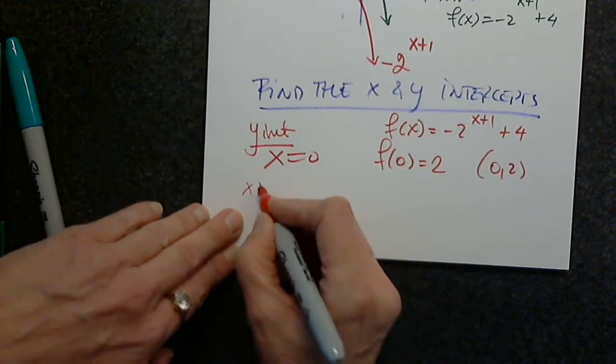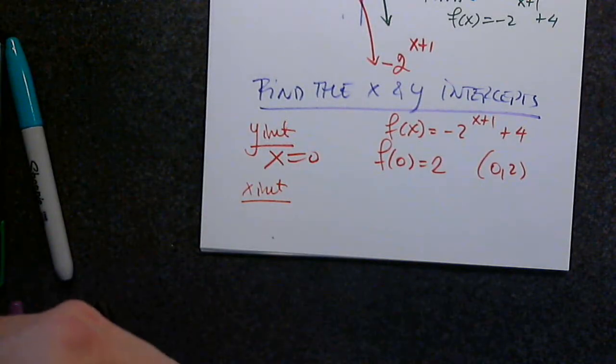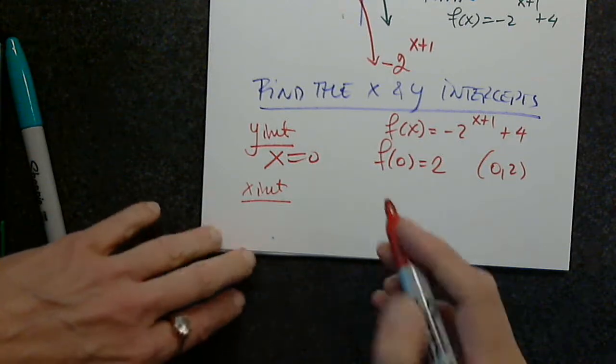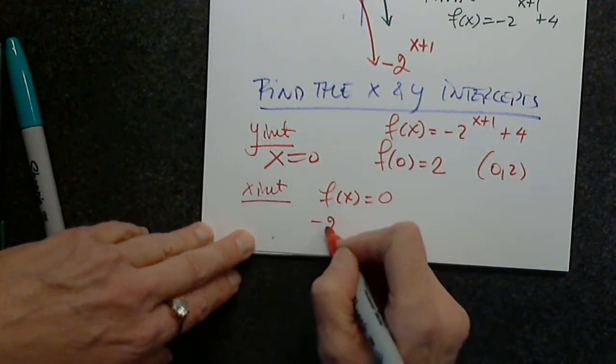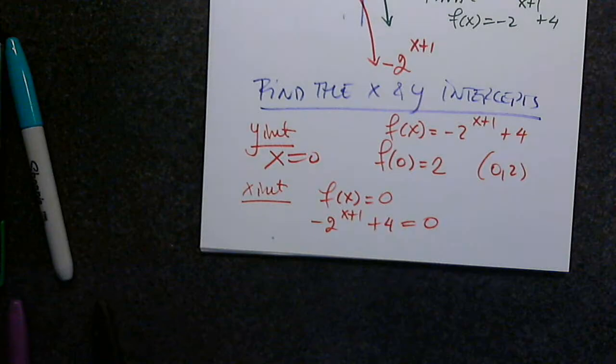Okay, so now I want to find the x-intercept. How do I find the x-intercept? Set it equal to 0. What am I setting equal to 0? Very good. Awesome. So let's look at negative 2 raised to x plus 1, plus 4 equals 0. Now I have to step back because I've never seen this before. And I have to think and ask myself, what is it?